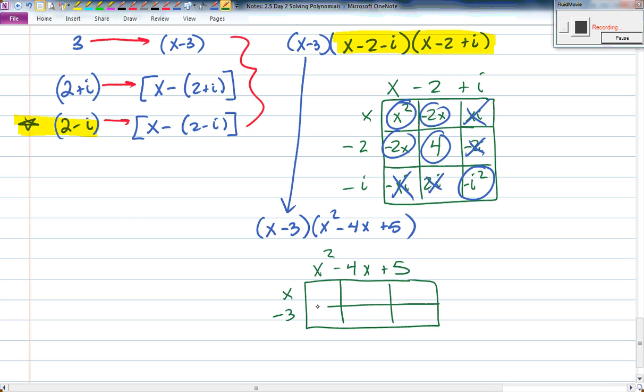Okay, so let's see here. It's going to be x to the third. Hey, there's that third degree polynomial. Okay. 5x, what's the next one going to be?